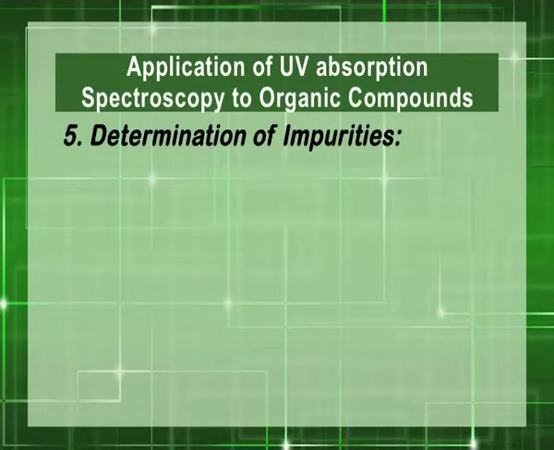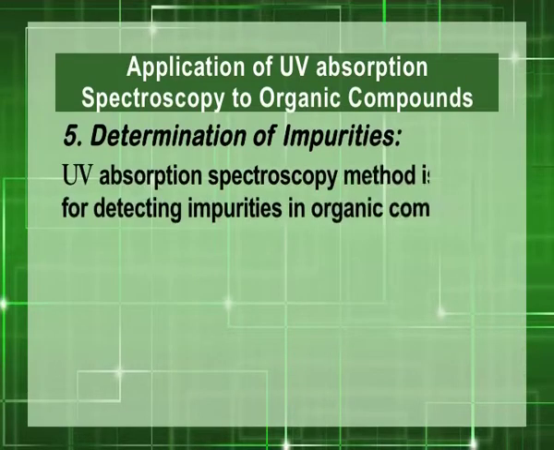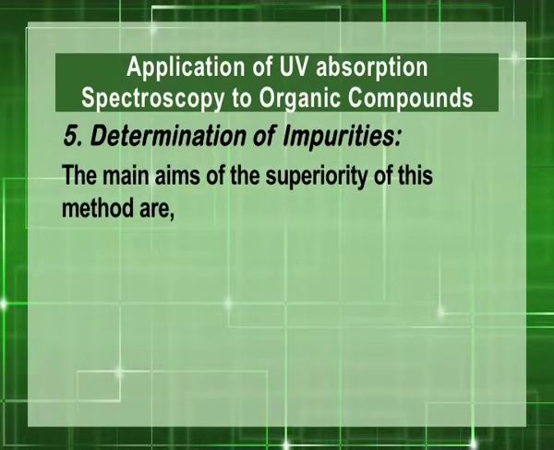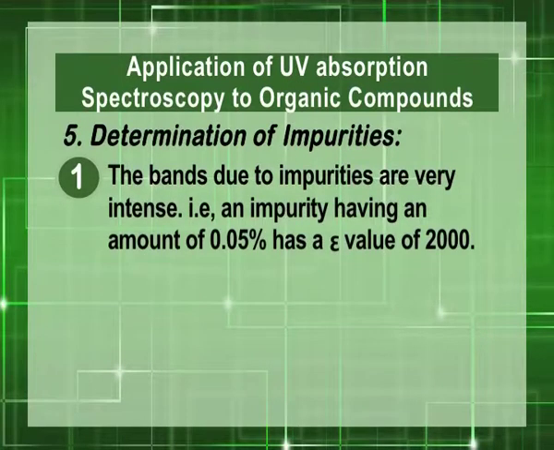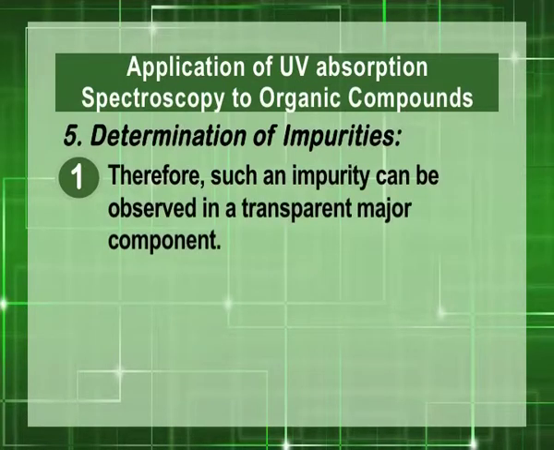Coming to determination of impurities. The UV absorption spectroscopy method is used for detecting impurities in organic compounds. The main superiority of this method is that the bands due to impurities are very intense. That is, an impurity present at 0.05% has an epsilon value of 2000. Therefore, such an impurity can be observed in a transparent major component.